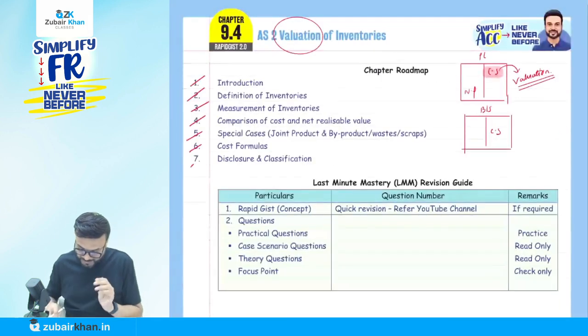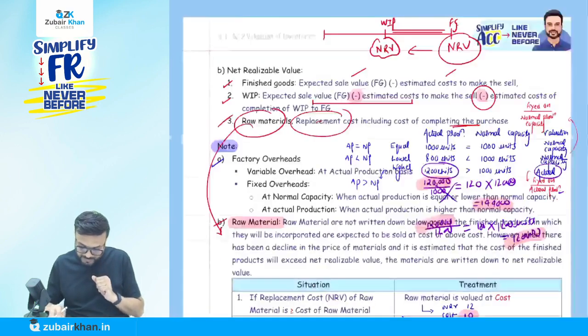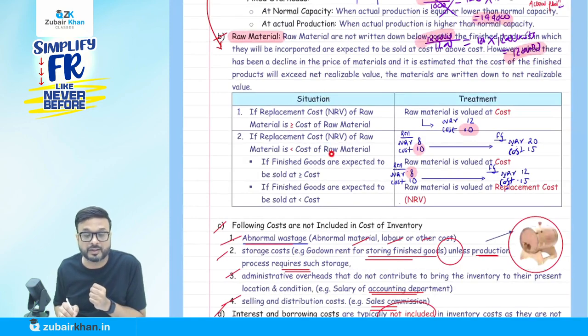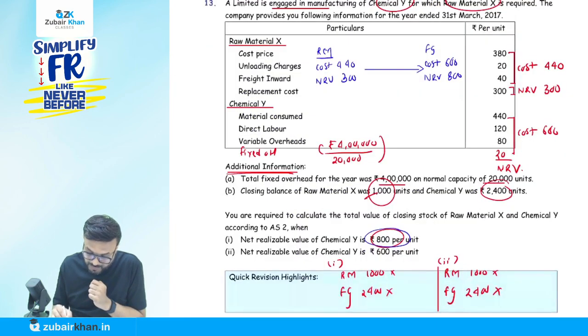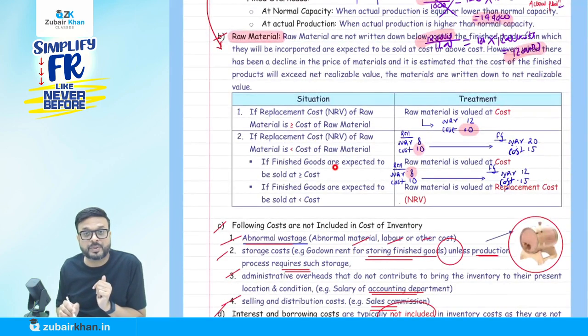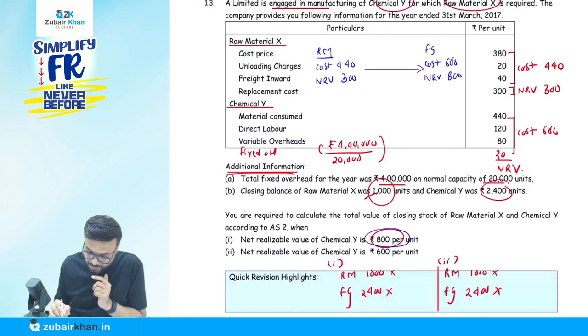Now again go to this slide. Now what these notes say is that if the NRV of the raw material is lower than the cost, yes, my NRV is lower than the cost of raw material. Then we have to see if finished goods are expected to be sold at or more than the cost. Yes, my finished good is expected to be sold at 800, which is more than their cost.